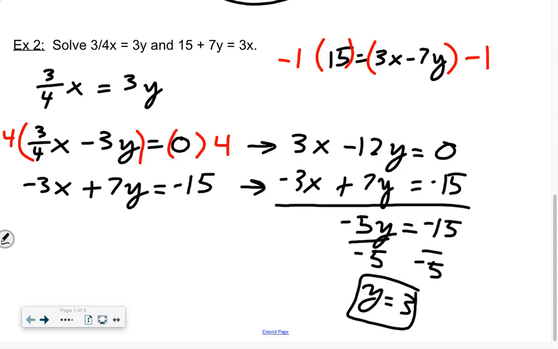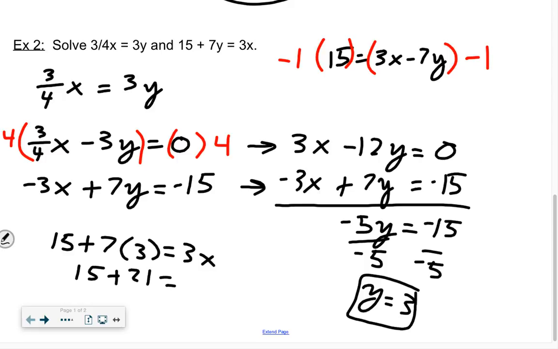And now the final step, plug it back in and solve. I would maybe go with the second one just to stay away from the fractions. So 15 plus 7y, which is 3, is equal to 3x. 15 plus 21.